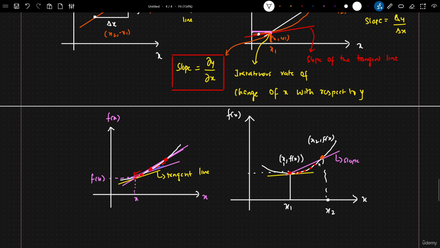Now what I am doing is that my x2 will go towards x1. When it goes towards x1, that basically means this distance is decreasing. Finally, when this point comes over here and gets overlapped, I will get a single point and then I will be able to calculate the tangent of this specific line. This is specifically called limits, and that is where limits come into introduction.